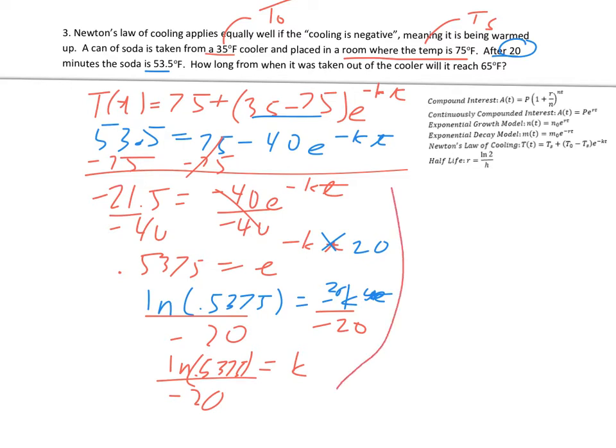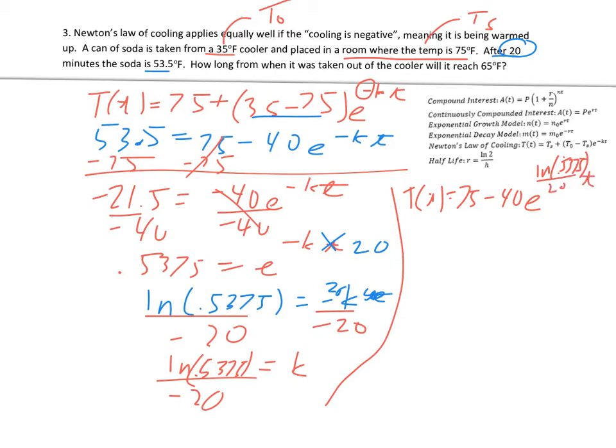And then I'm going to go over here, and now that I have my function here, I'll write it out. So T of t equals 75 minus 40 times e to the, and actually since this was a negative there on the 20, and I also have a negative in the formula, those are going to cancel out. So I'm just going to put ln of 0.5375 over positive 20 times t.